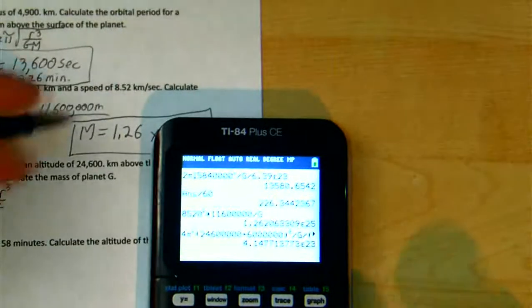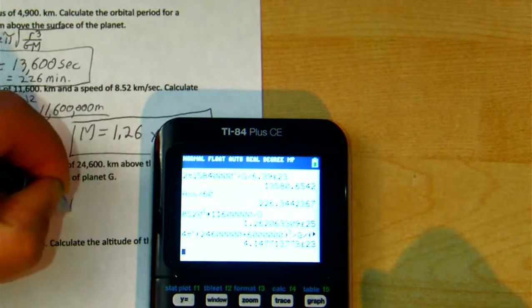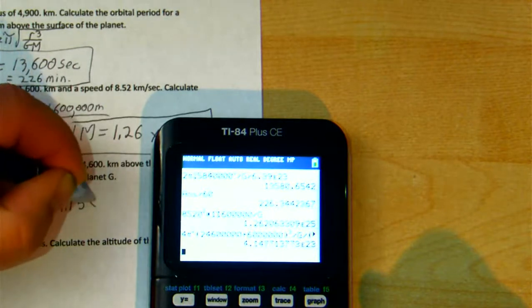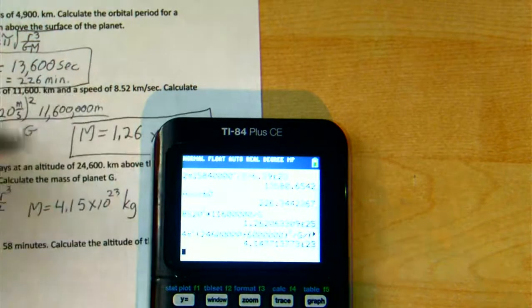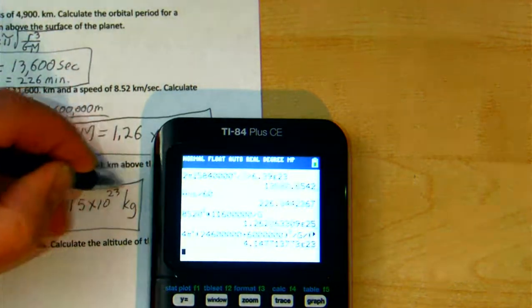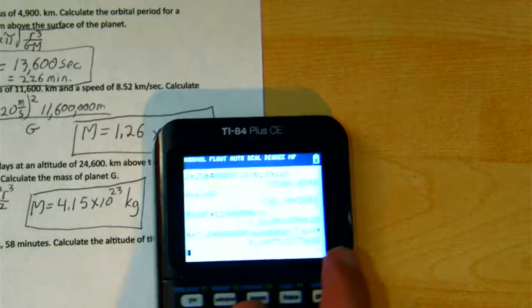So there it is in one shot. I get a mass of 4.15 times 10 to the 23rd power kilograms. So again, a Mars neighborhood planetary mass.